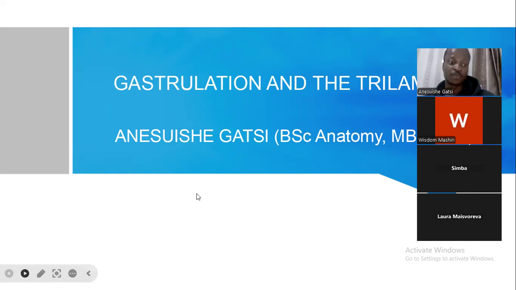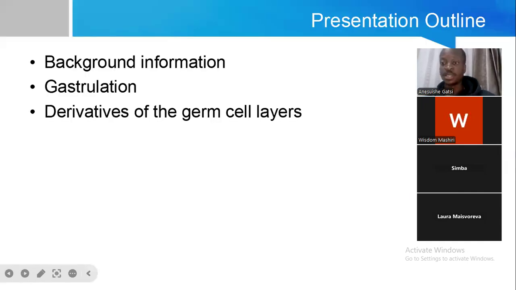Confirm you can see my screen well and clear. Yes, we can see it.